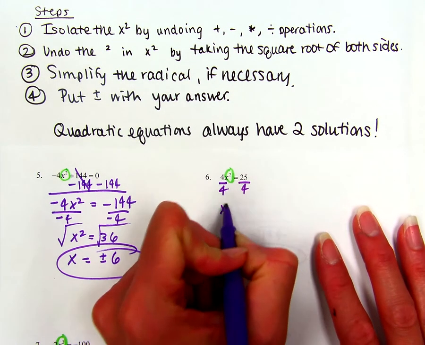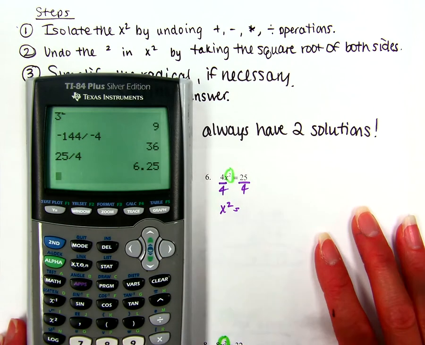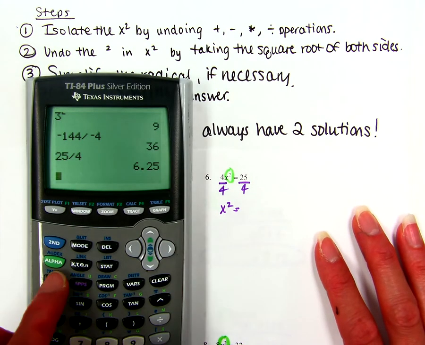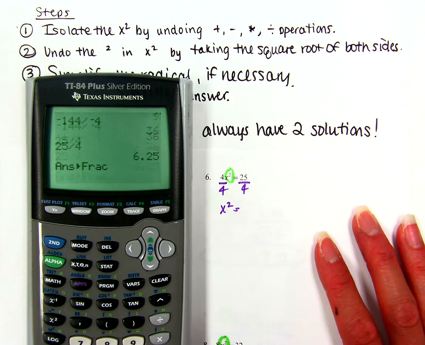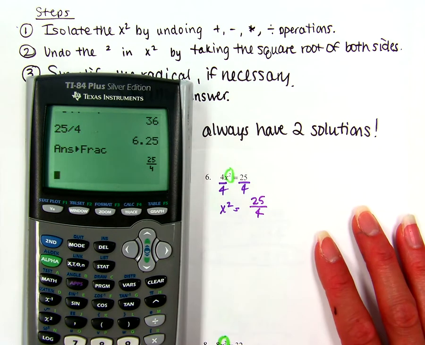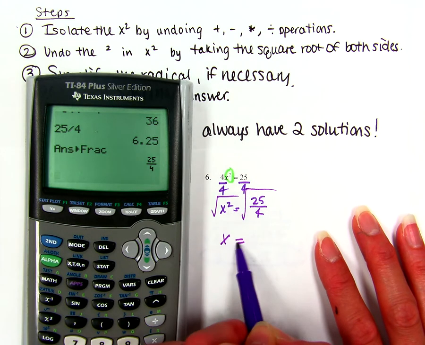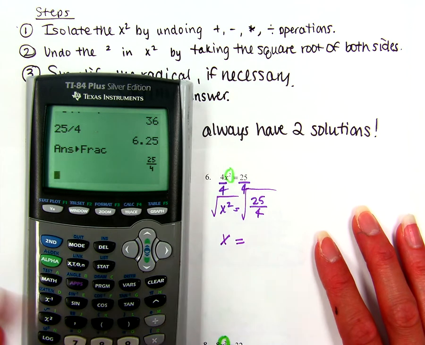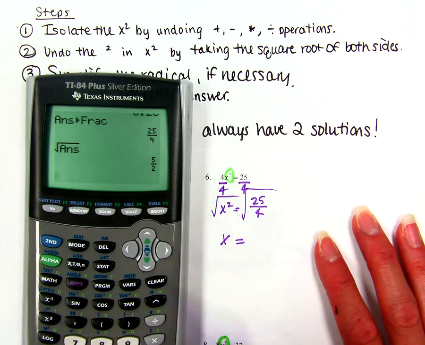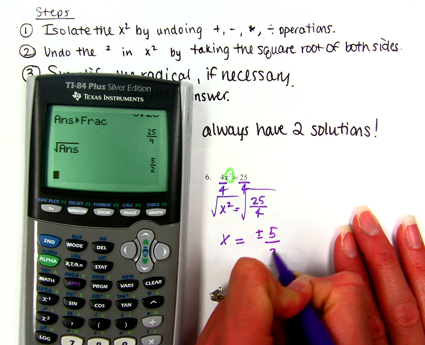All right, so we're going to divide by 4. Now, if we divide by 4 on this one, if you do 25 divided by 4, I get a decimal. Remember, we said no decimals. So we haven't even gotten to the square root part, so I'm just going to hit math and fraction. And I'm going to leave it as 25 over 4. Okay, so now I could take the square root of both sides. Square root, you can do it in your calculator if you want. Square root of 25 over 4 is 5 over 2. And we know it's going to be plus or minus 5 over 2.